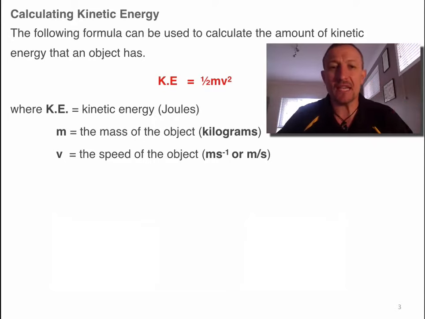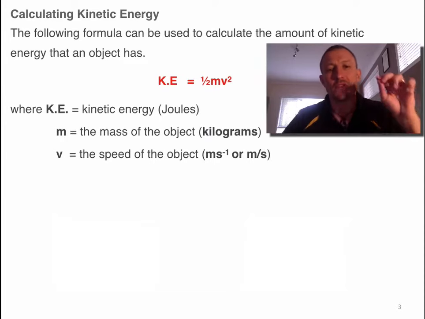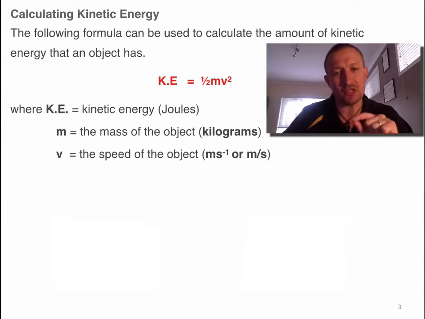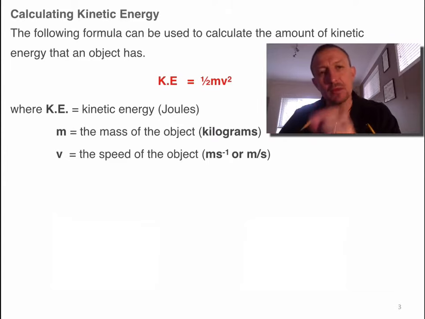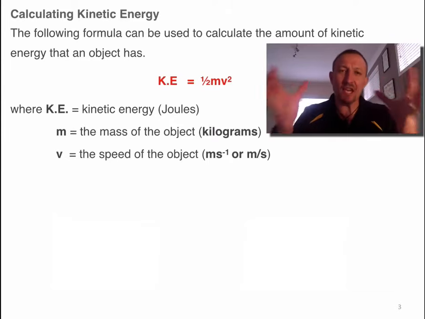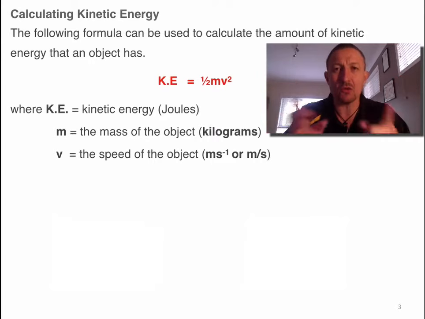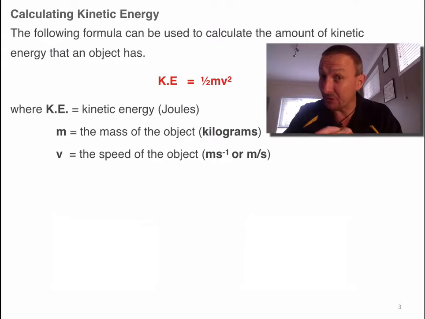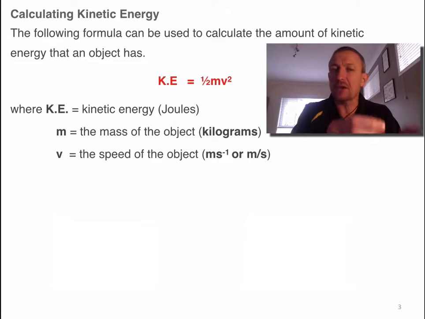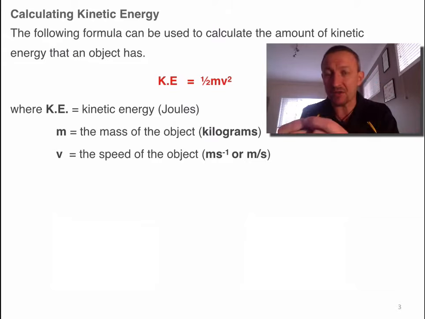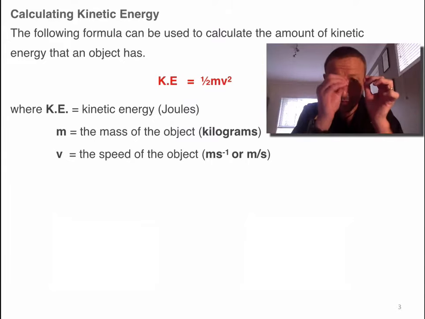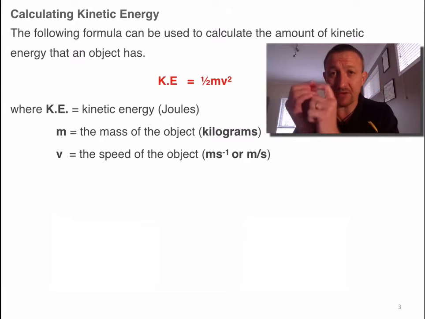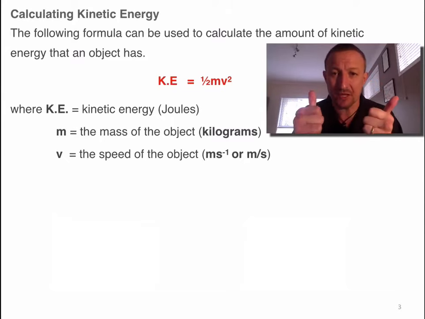So the kinetic energy, or KE, is measured in joules because it's energy. That makes sense. The mass must always be measured in kilograms. So please, please, please, when you get to a question, make sure that the units for the mass say kilograms. If they don't, you are going to have to convert. If it's in grams, you're going to have to divide by 1,000. It's probably the main way it's going to be. If it's in kilograms, you're all sweet as.